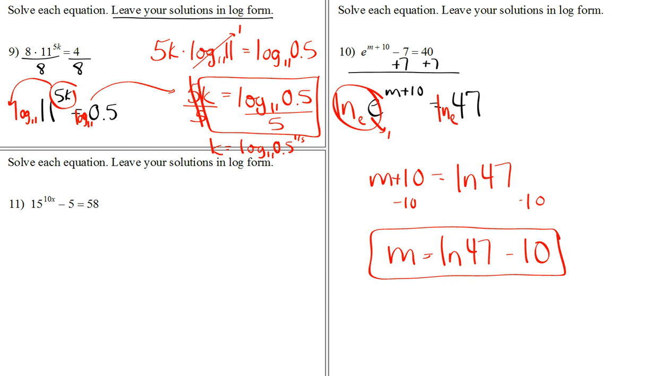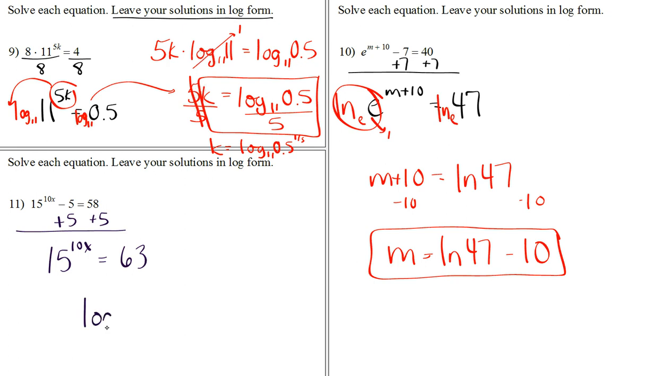Let's do a little more soothing colors for number 11. We're going to add 5 to both sides. Get that 15 to the 10x is equal to 63. Okay, and so now for number 11, you can keep doing it the same way, but on number 11, I'm going to think about this as changing its form. Okay, so 15 to what power equals 63.